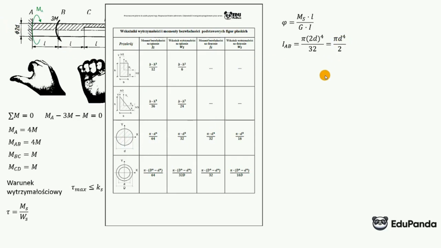Annular cross-section, moment of inertia for torsion. We have for the large outer diameter, substitute 2d for the inner d. And the denominator is only 32. It reduces to this form.